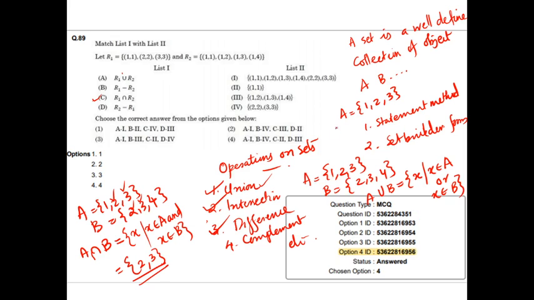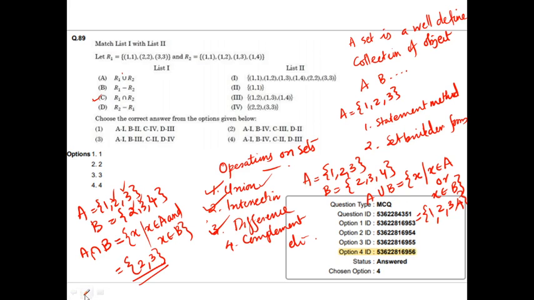You can see here that 1 is present in A. 2 is present in A and B, no problem. 3 is present in A and B. And 4 is present in B. So these are the elements present in A union B. The elements in A union B are present in either A or B. So that was about union.